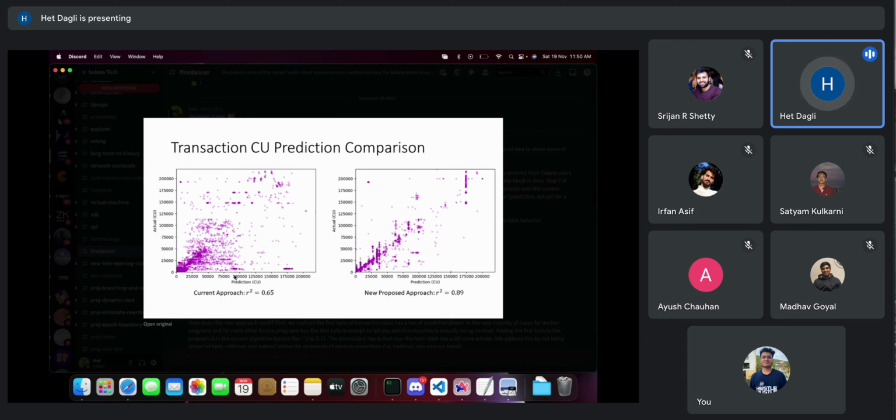And at the same time, if you take a very conservative approach to block packing, you miss out on a lot of transaction fees. Most of the validators opt for conservative packing. You can see over here, between the prediction compute unit and the actual unit, there is a huge difference. Ideally, this should be a straight line, but you can see there is a huge difference.